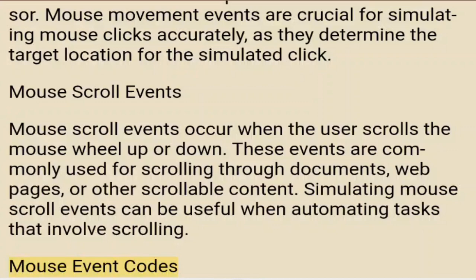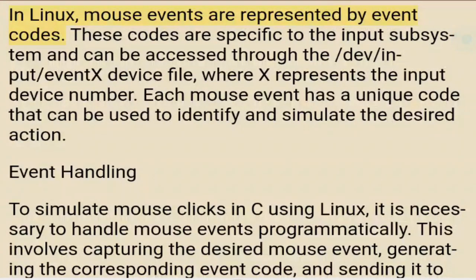Mouse event codes. In Linux, mouse events are represented by event codes. These codes are specific to the input subsystem and can be accessed through the /dev/input/eventX device file, where X represents the input device number. Each mouse event has a unique code that can be used to identify and simulate the desired action. Event handling. To simulate mouse clicks in C using Linux, it is necessary to handle mouse events programmatically.